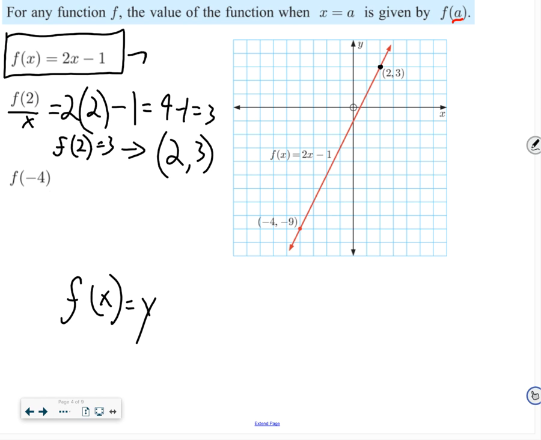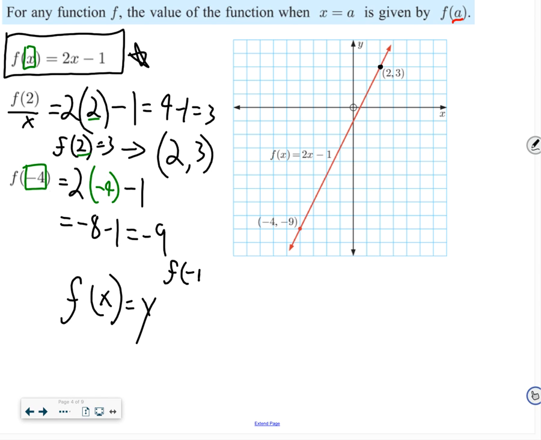So using my rule, notice where the x is here. So if this x is replaced by negative 4, well then you need to replace the x value on the other side with negative 4, just as we did with the 2 before. Okay, and nothing else changes there. So you do 2 times negative 4 is negative 8, minus 1 is equal to negative 9. So f of negative 4 is equal to negative 9.